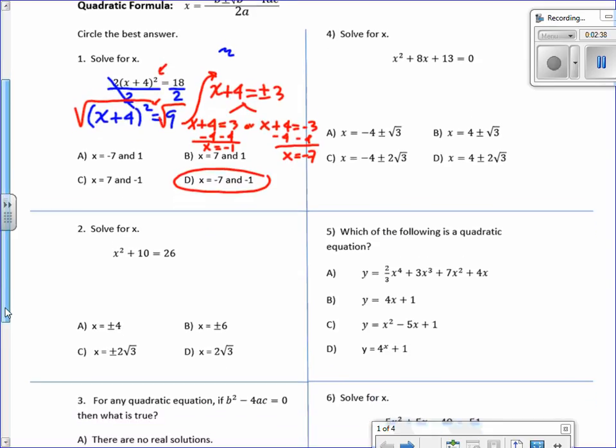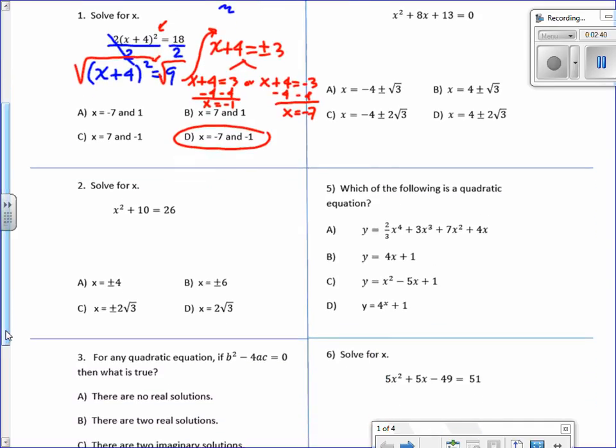Excellent. So now number 2. Same thing. I have only one variable term. It's this one right here. I need to isolate it. How do I isolate it? In this case, I have to undo this addition, so I'm going to subtract 10 from both sides. I get x² = 16.